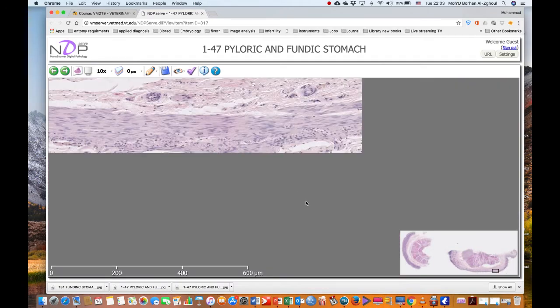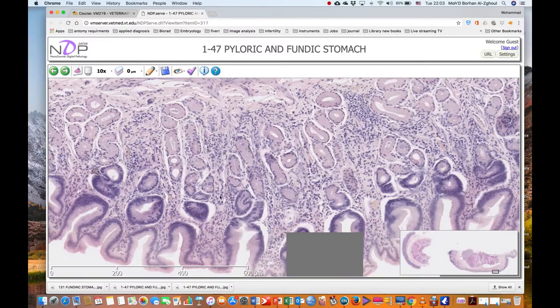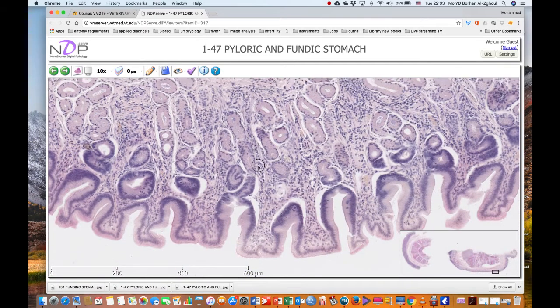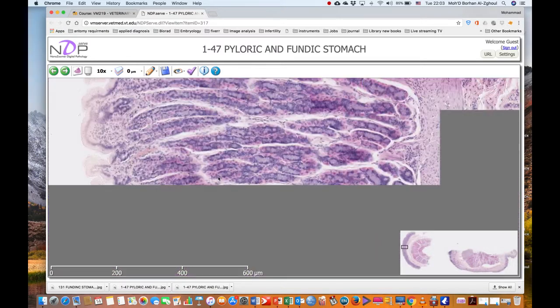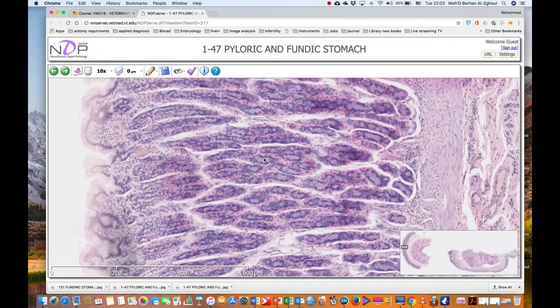you can notice there are no chief cells or parietal cells, which are responsible for production of pepsinogen and hydrochloric acid. And as I said, there is no difference between the pyloric and the cardiac region. They are only different from the fundic region. As I said, the fundic region contains the chief cells and parietal cells.